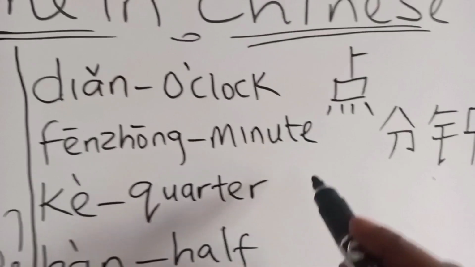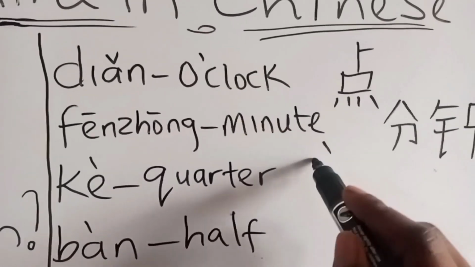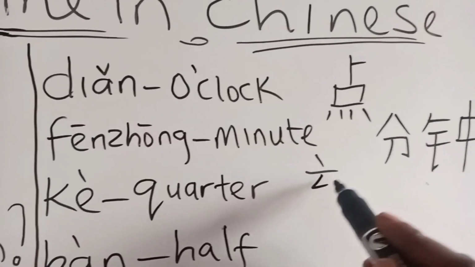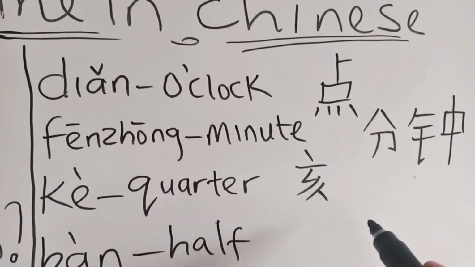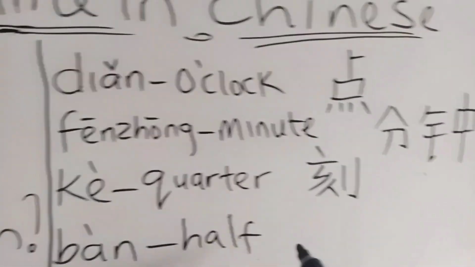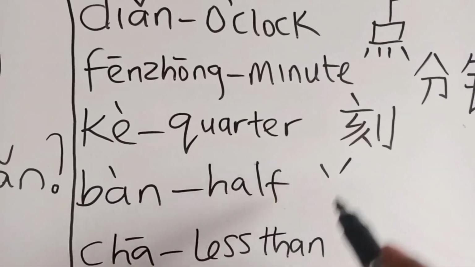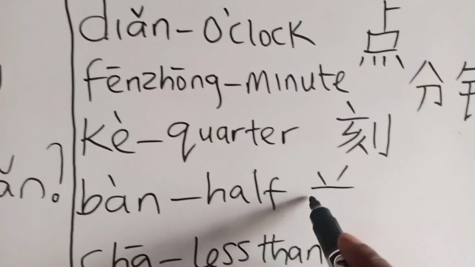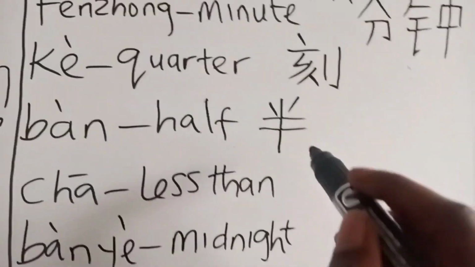And this is Ke, a quarter. This is how to write a quarter. Do like this. Do this. That is Ke. This is Ban. How to write Ban. Like this, like this. Do like this, and like this. That's Ban.